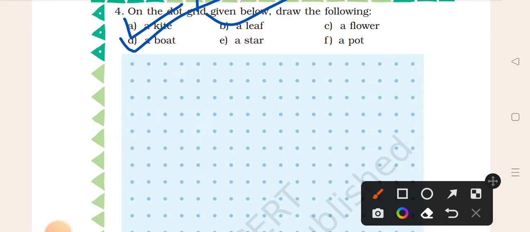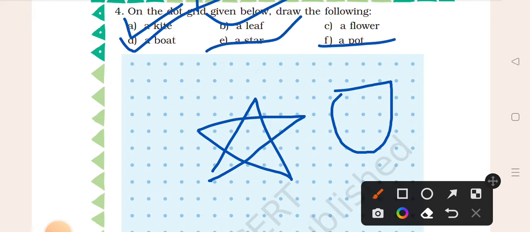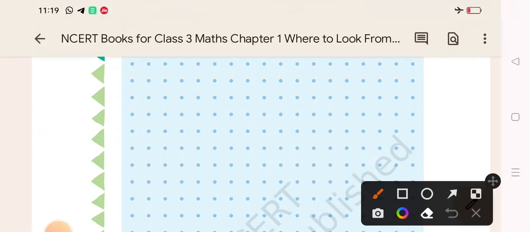Now the star. The star will look like this. Now the pot will look like this. We have drawn a star and the pot. Now we have to draw a flower.